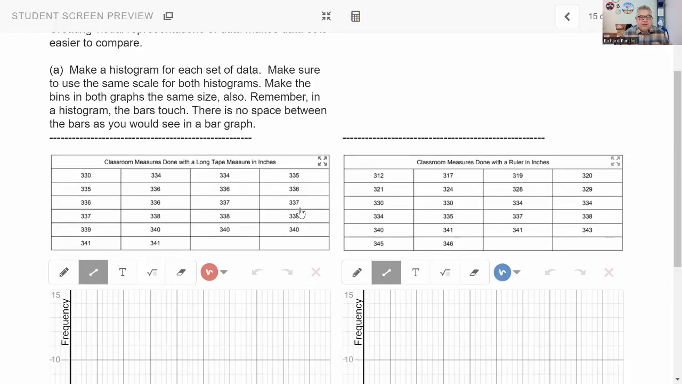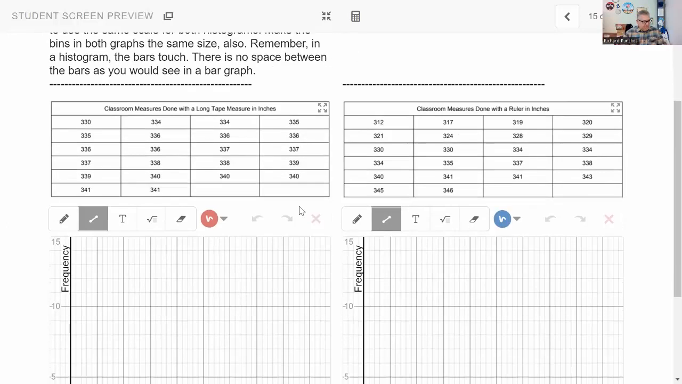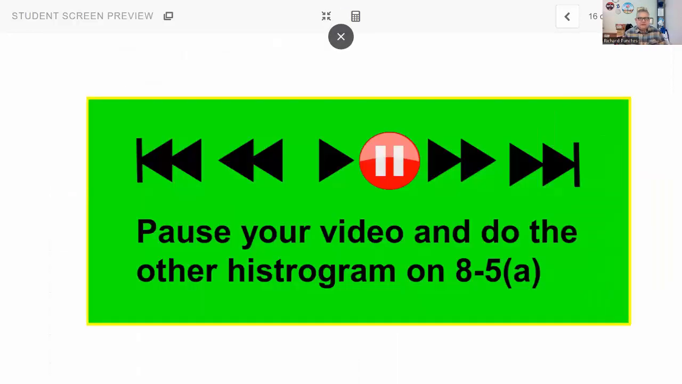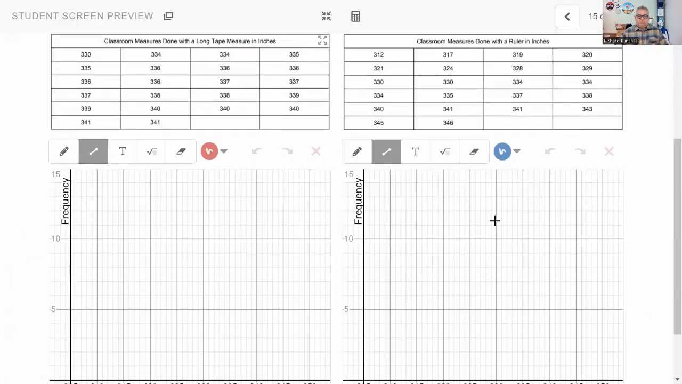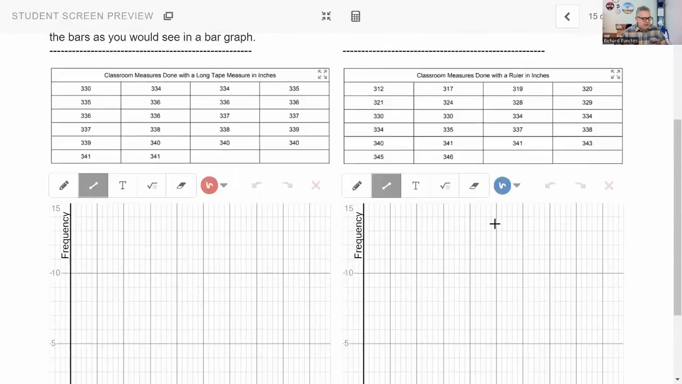Okay, so we had our data. And if you look at our data here from 330 to 341 for our long tape measure, and our data here for the ruler, we'll actually do the ruler one, and then you can do the tape measure data. I think that's the way I have you doing it. Yeah, so we'll do the ruler histogram together.